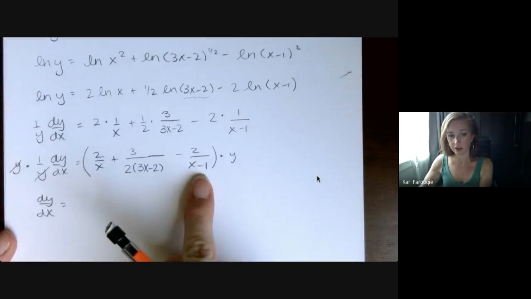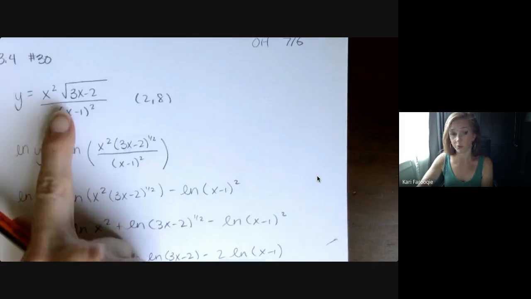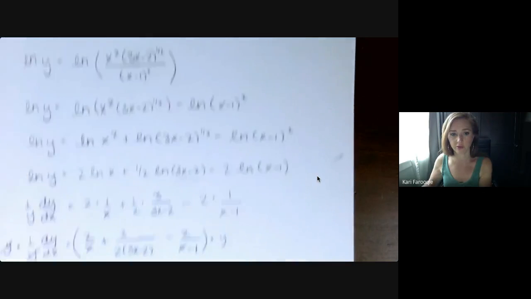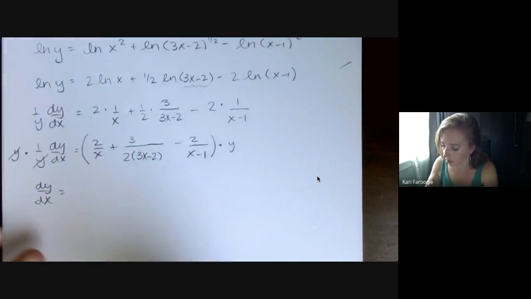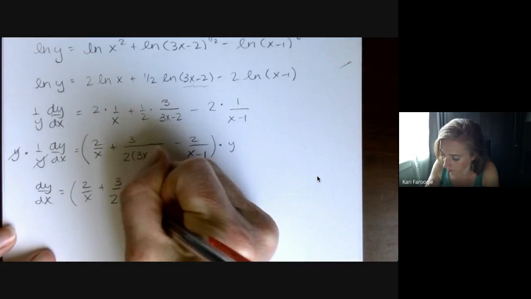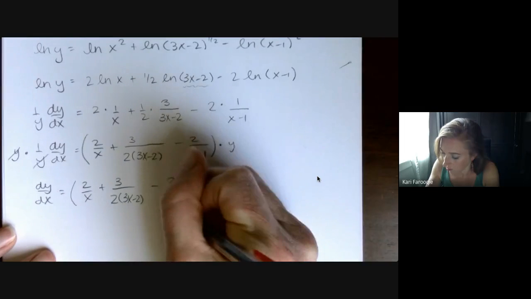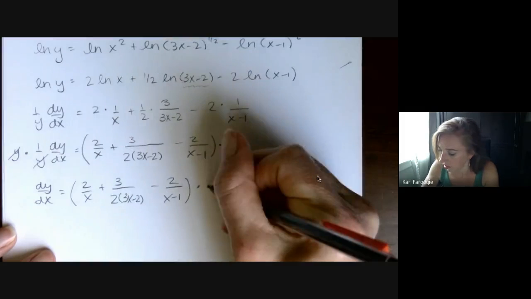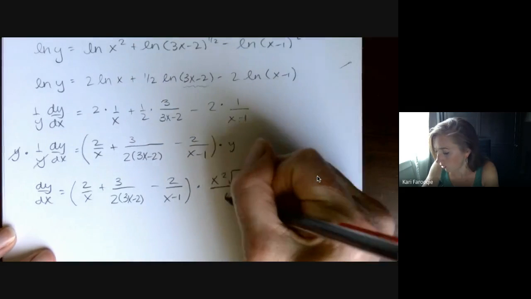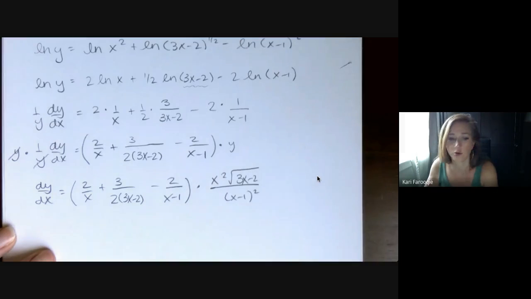So I'm going to keep my x expression here, this factor of x, and then the y is going to get replaced with x squared times the square root of 3x minus 2 divided by (x minus 1) quantity squared. So (2 over x plus 3 over 2(3x minus 2) minus 2 over (x minus 1)) times x squared times the square root of 3x minus 2 divided by (x minus 1) quantity squared.